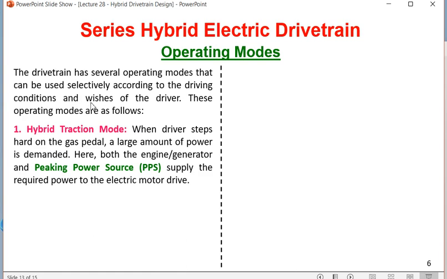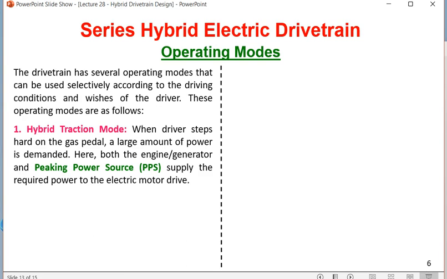So if the driver is going through a highway, if the driver is going through a hill, if the driver wants to go and drive through some jungle, which of these operating modes will the driver like to use, that the driver has to decide. So many modes will be there. Sometime the primary source will be operating, sometime the secondary source will be operating, sometime two sources will be operating together.